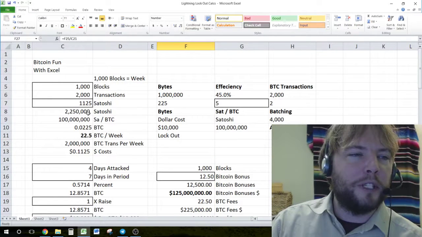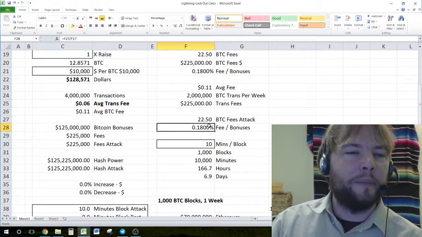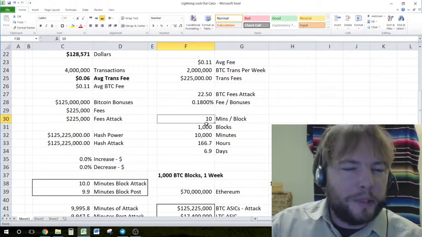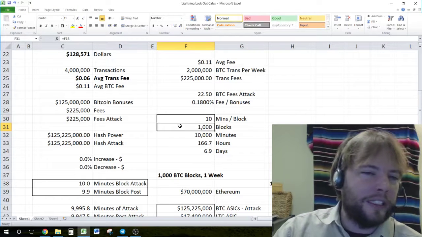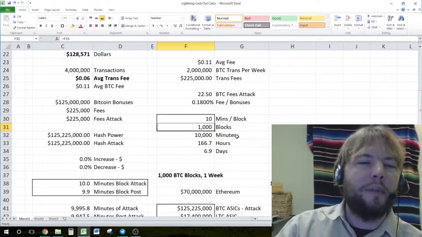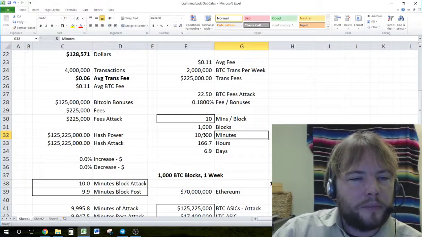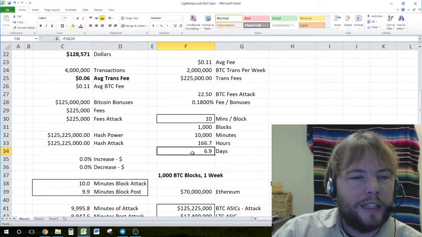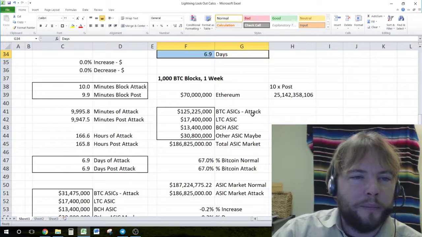And the total Bitcoin fees per attack, which happens to be the same there, so it's all the same. And this comes out to a 10-minute block time. I just put block time there because I was exploring the idea of having a changed block time, but I don't think that's going to end up being necessary. And this comes out to a week. 1,000 blocks is roughly a week, or 6.9 days more accurately.